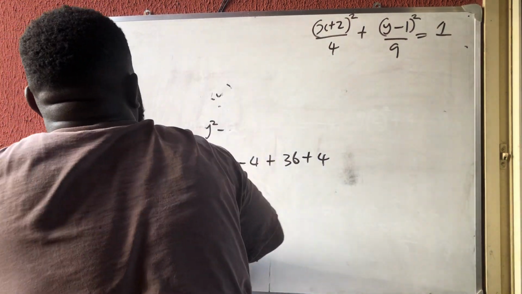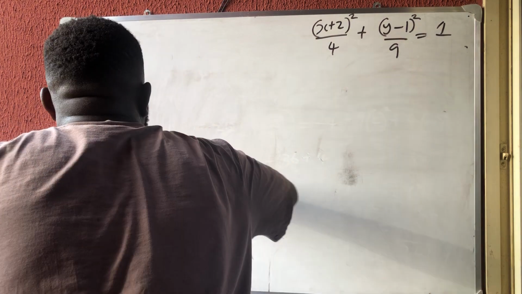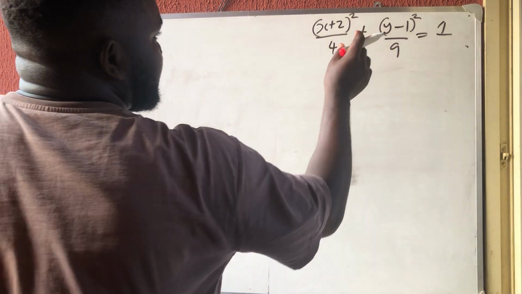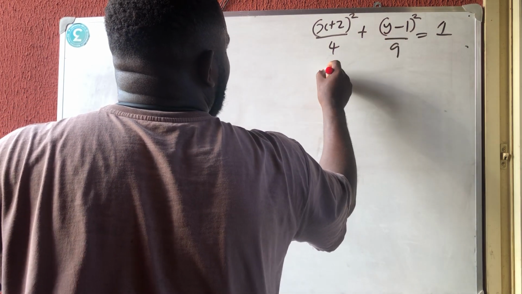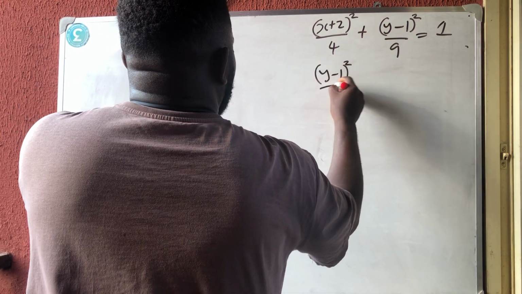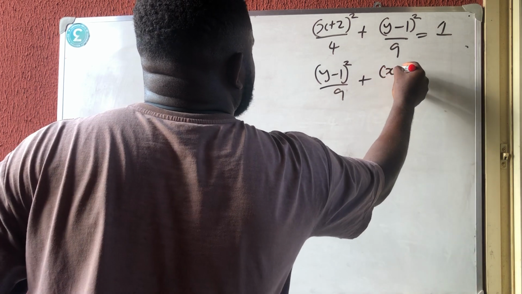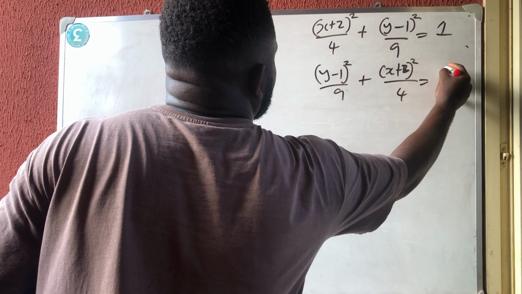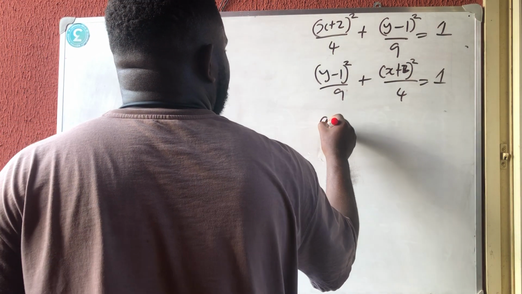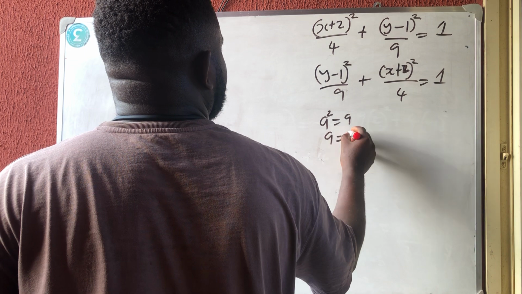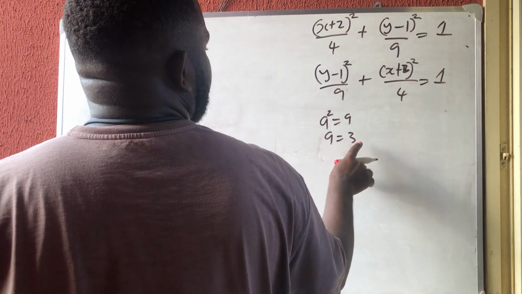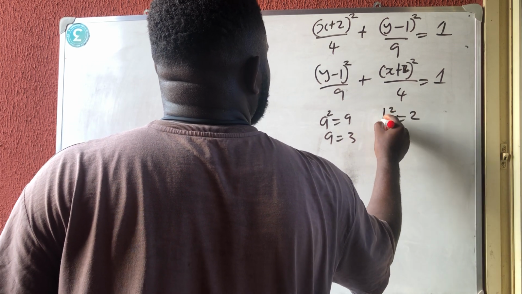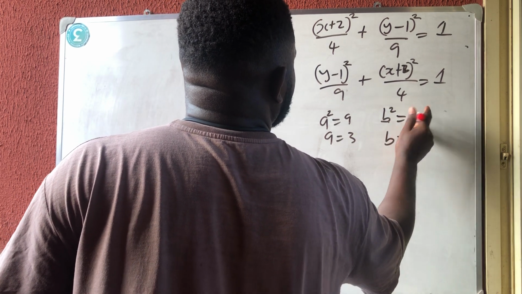Now if you look at this equation, you ask yourself, where is this ellipse facing, or where is this ellipse parallel to? I told you that the ellipse is always parallel to the side with the greater denominator. So since this side has the greater denominator, I'll write it first. y minus 1 all squared over 9 plus x plus 2 all squared over 4 is equal to 1. So from here, I've gotten that my a squared is 9, where a is 3. Then b squared is 4.